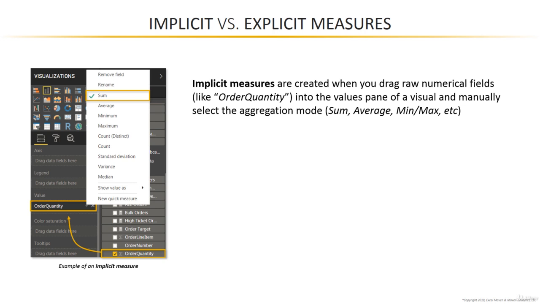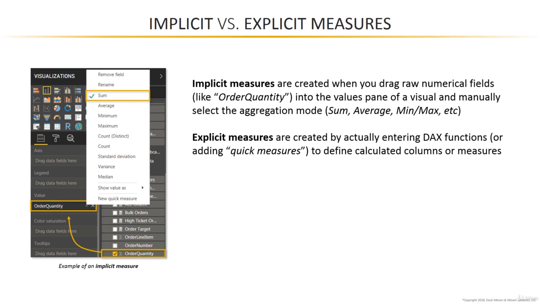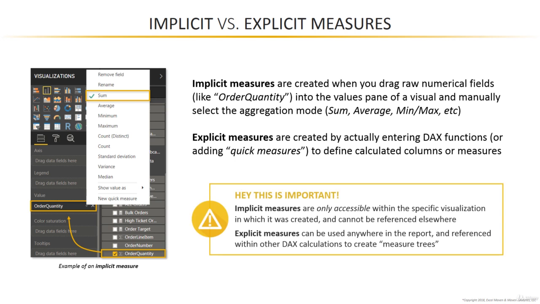And that's exactly what's been going on with all of the values that we've been looking at in the matrix views that we've built. On the other hand, explicit measures are created by actually entering DAX functions, or quick measures, to explicitly define calculated columns or measures. So, very important difference here. Implicit measures are only accessible within the specific visualization in which they're created. You can't reference that sum of order quantity anywhere else. Same exact idea as a calculated field in an Excel pivot table. It can only be accessed and analyzed in that place.